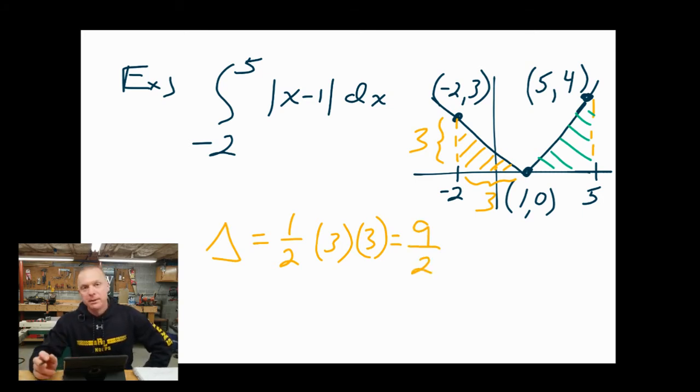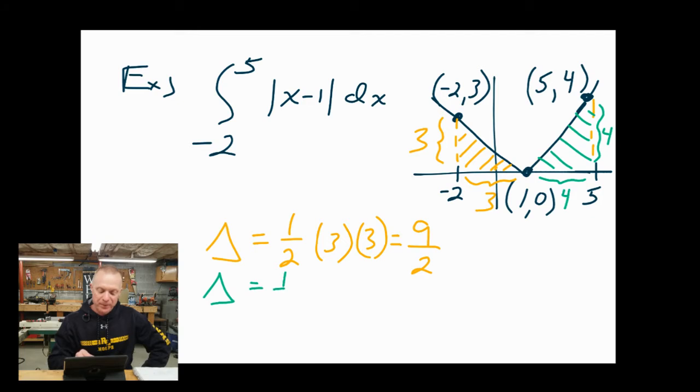Are you thinking about that green area over there? You should be. Just another base and a height. We should have a base of 4 and a height of 4. So we end up with another isosceles right triangle, but it's still 1/2 of 4 times 4. So of course we end up with an area of 8.